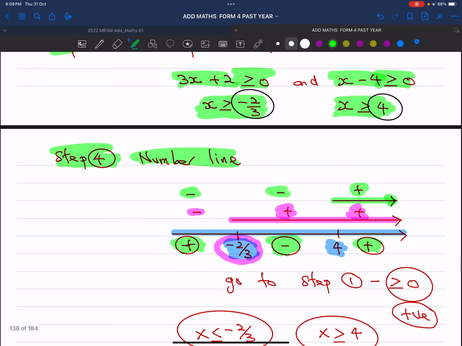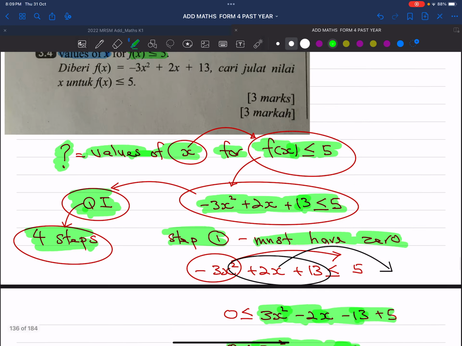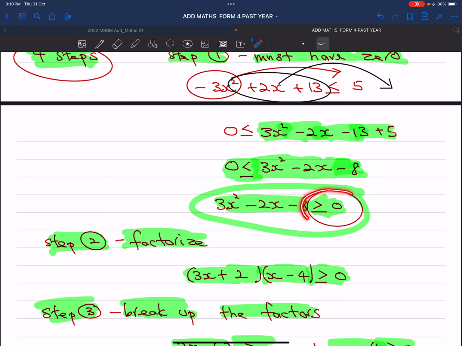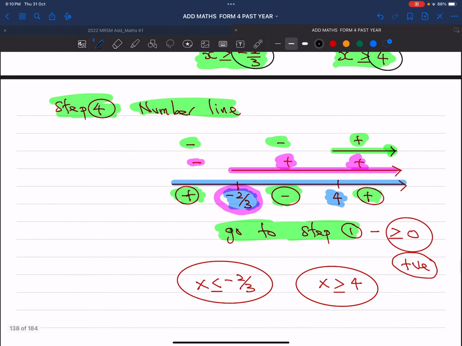Now, which part we take? We have to go back to step 1. If you go back to step 1, it is more than 0. So more than 0 is actually positive. So we are going to take the positive part only.